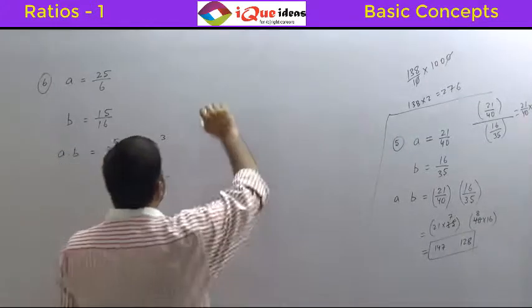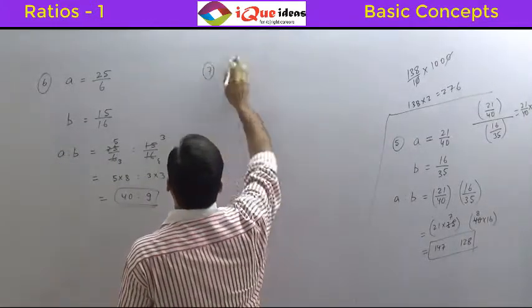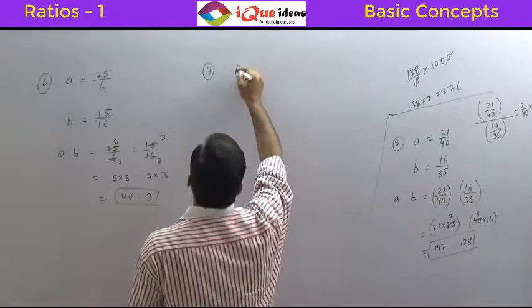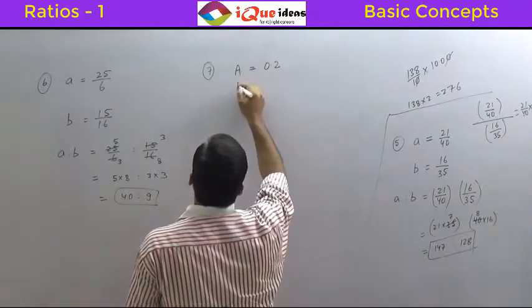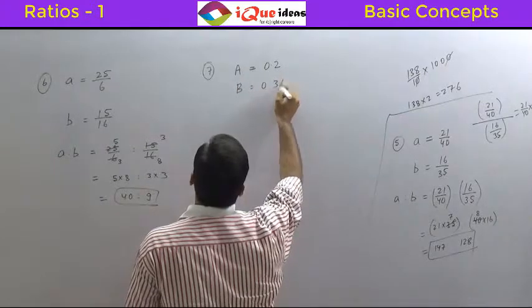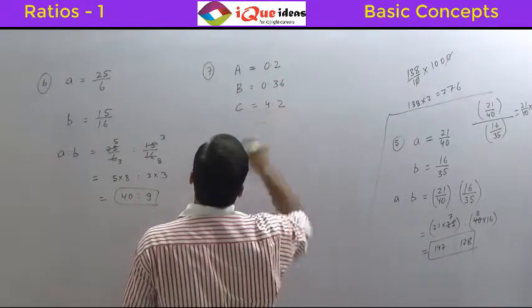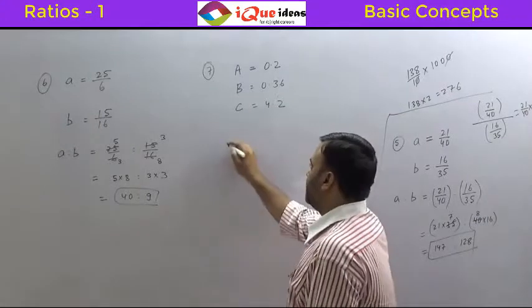Let's take 3 quantities, then it will make a little more sense. If we have A is equal to 0.2, B is equal to 0.36, C is equal to 4.2, now find the ratio of A, B, C.